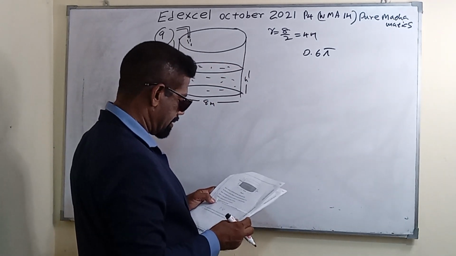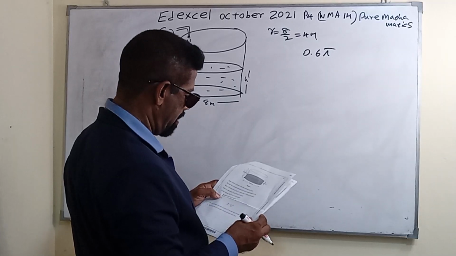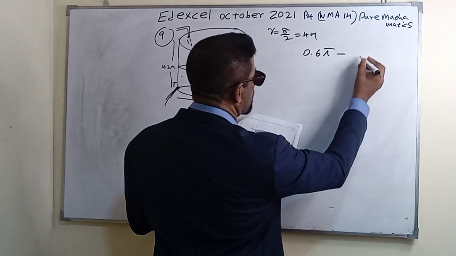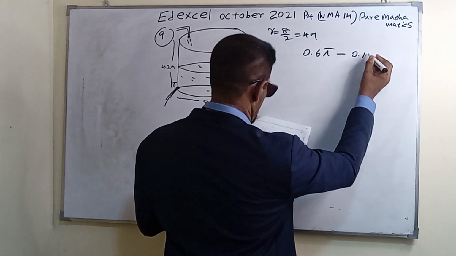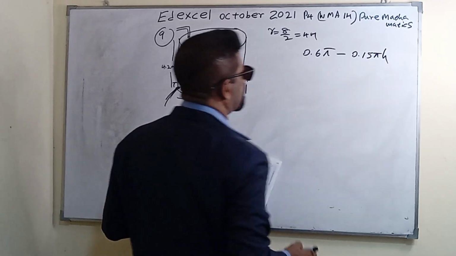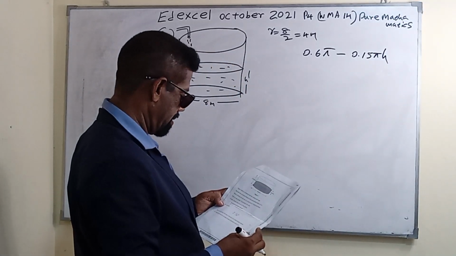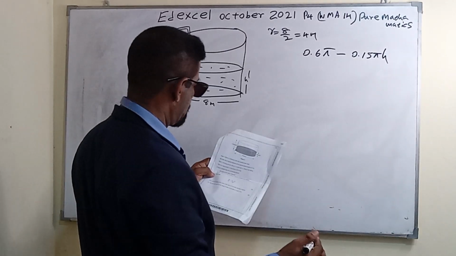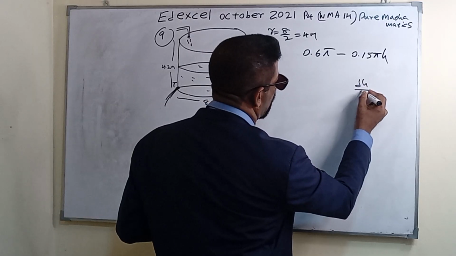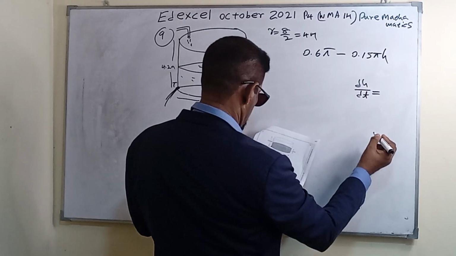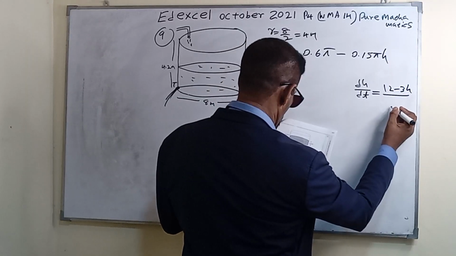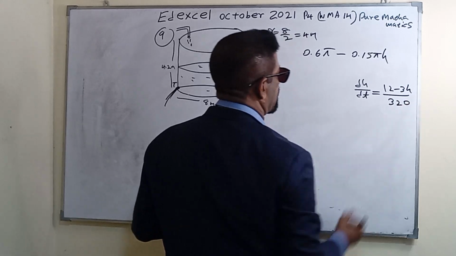The water leaves the tank at a rate of 0.15h cubic meters per minute. Then you can show that dh/dt equals (12 minus 3h) over 320. This is the first part.